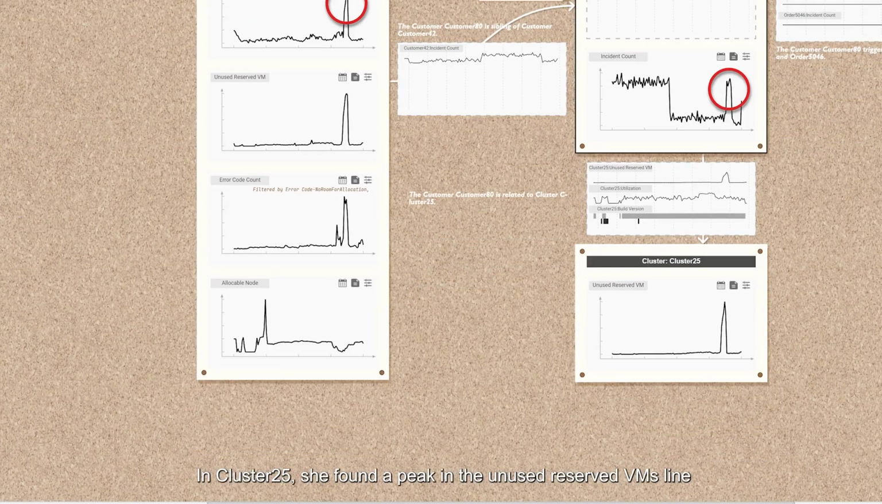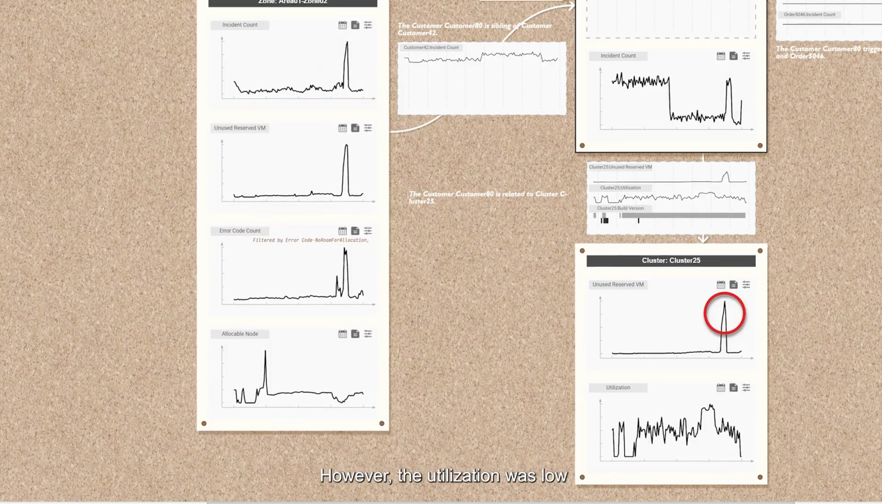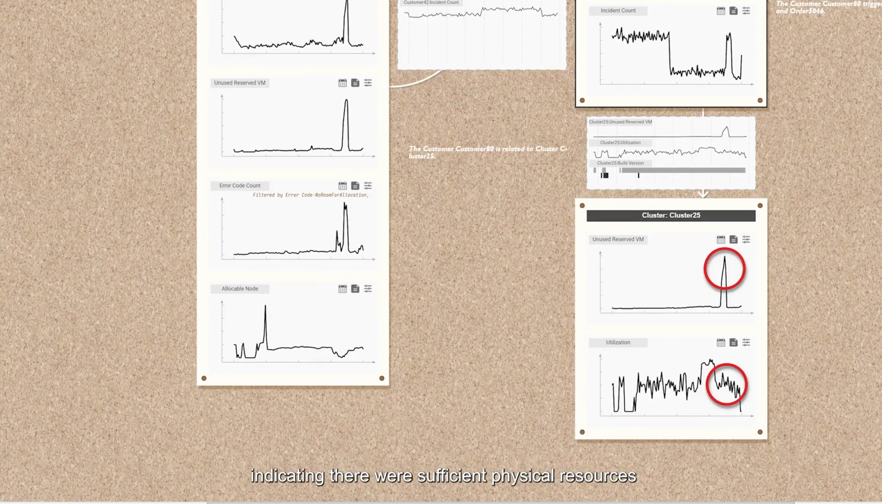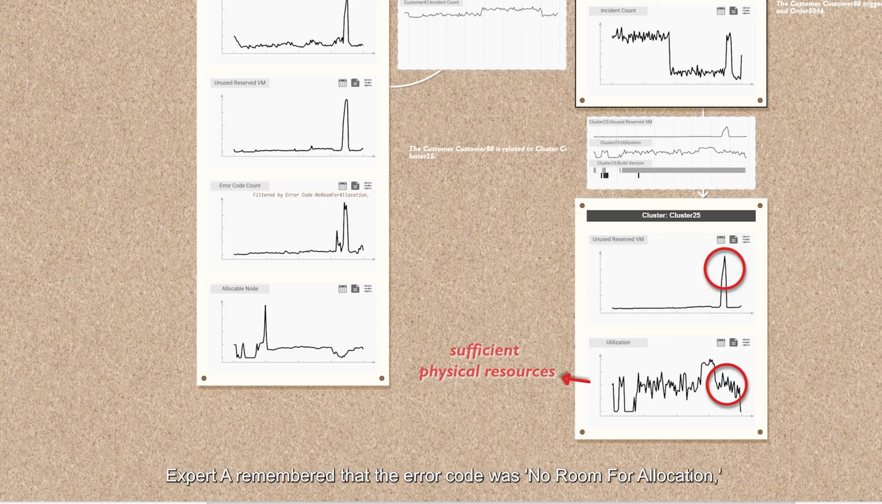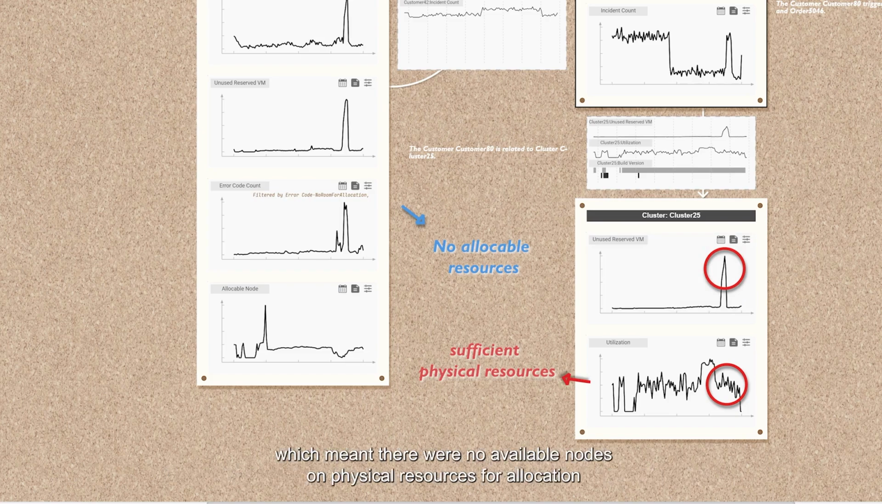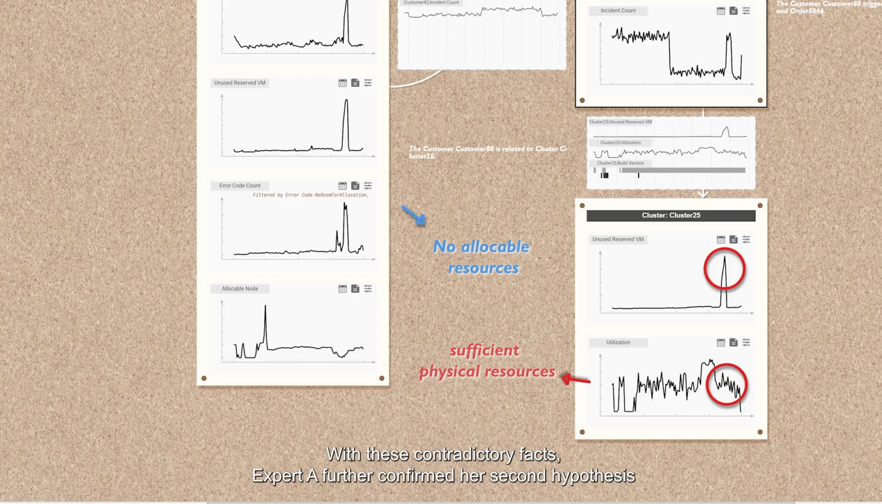In cluster 25, she found a peak in the unused reserved VMs line that occurred at the same time as the incident count. However, the utilization was low, indicating there were sufficient physical resources. Expert A remembered that the error code was no room for allocation, which meant there were no available nodes on physical resources for allocation. With these contradictory facts, Expert A further confirmed her second hypothesis.